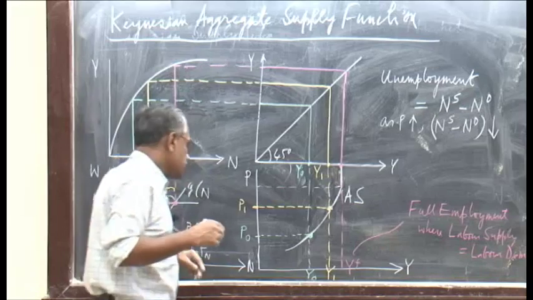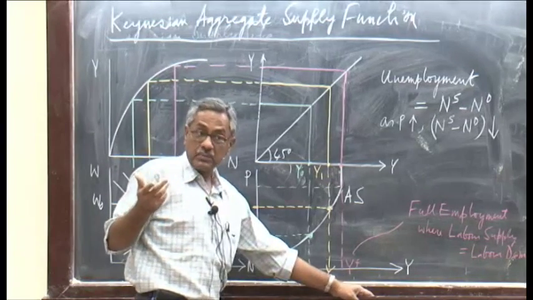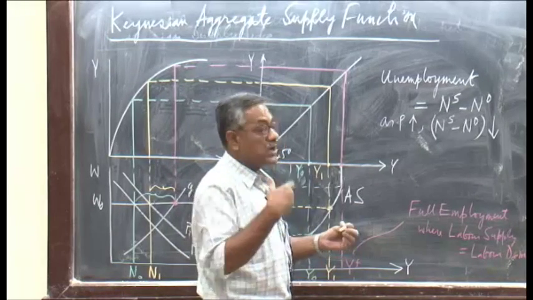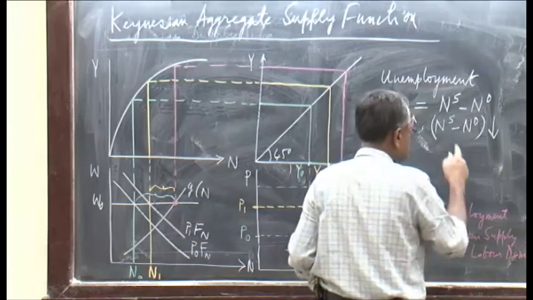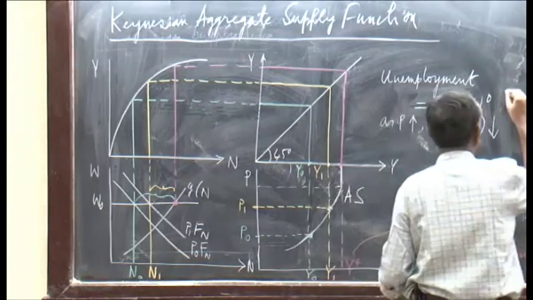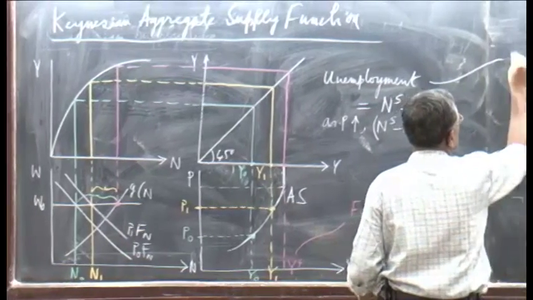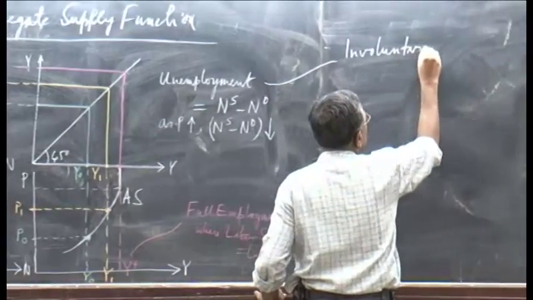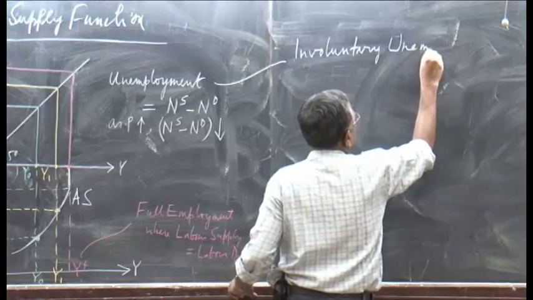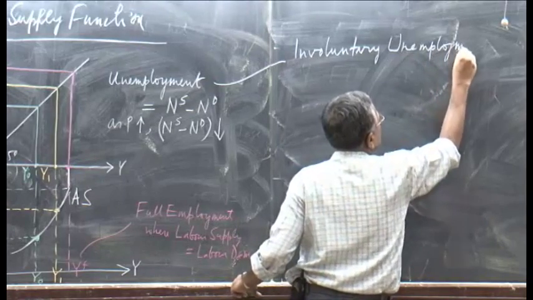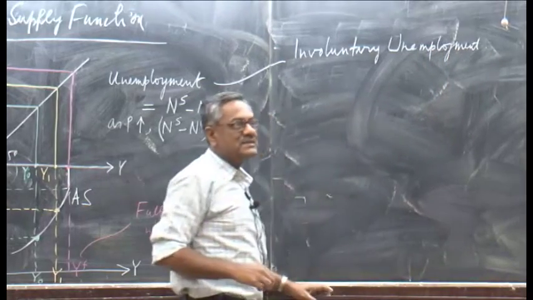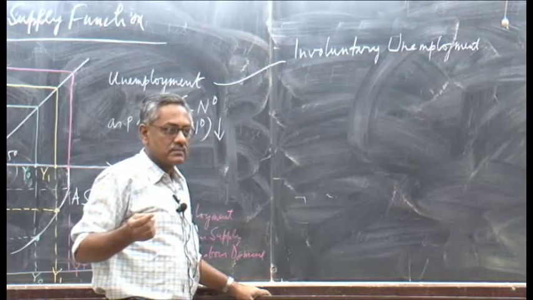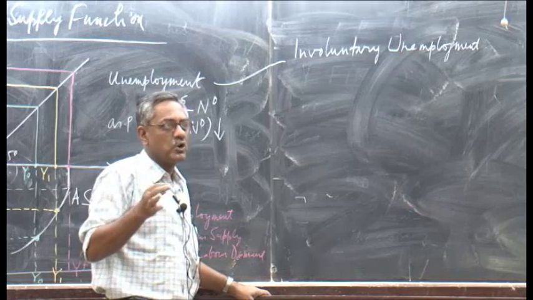This unemployment, which suddenly became visible in a macro model which wasn't there in the classical model, acquired a name. This unemployment is called involuntary unemployment. That means true unemployment. Unemployment matters to me if it is involuntary, isn't it? I'm not willingly sitting at home and not working, then I'm not really unemployed. I'm willingly sitting at home, not looking for a job.